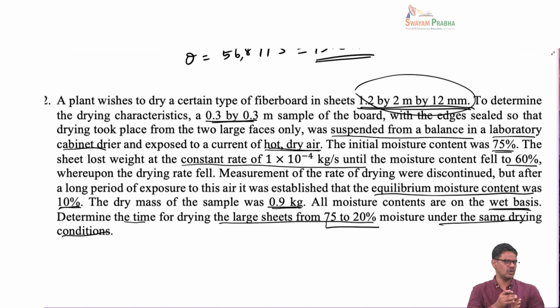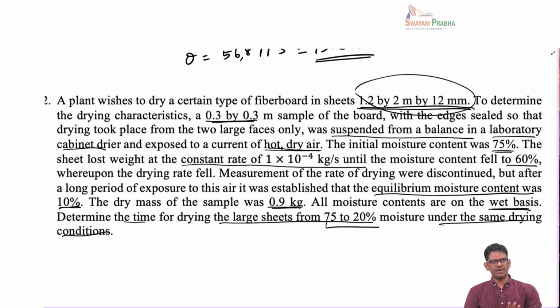Secondly, since we don't know anything about the falling rate data, we will linearly extrapolate between the critical moisture content and the equilibrium moisture content with a straight line. We know that at the equilibrium moisture content the rate is 0. At the critical moisture content, we know the rate is the constant rate. This information is given to us. So that's the way we are going to go about it.